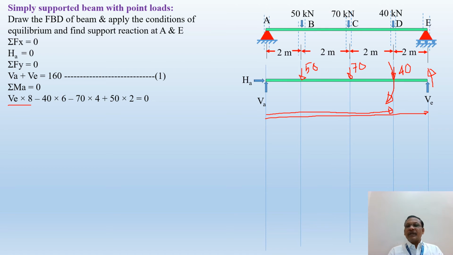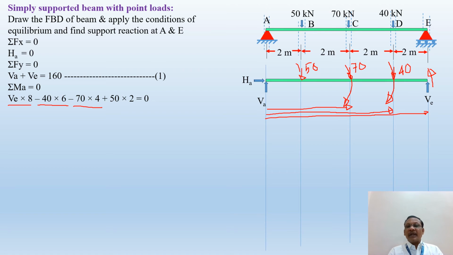So 40 into 6, it will create a clockwise moment. That's why the sign is taken as a negative. The second force is there, that is 70 kilonewton. 70 also creates a moment about A in a clockwise direction, and this is the perpendicular distance of this 70 kilonewton. 70 into 4, it will create a clockwise moment. That's why the sign is negative.